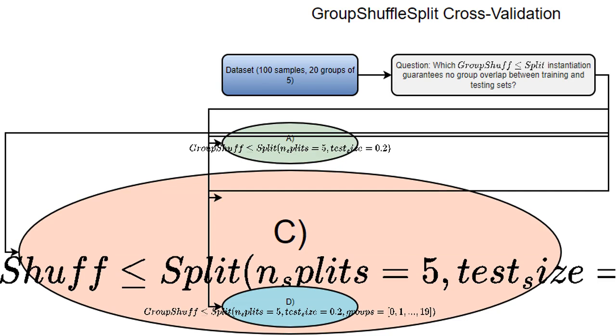The groups parameter, with values from 0 to 19, explicitly defines the group membership of each sample. This allows GroupShuffleSplit to perform the stratified splitting properly, ensuring no samples from the same group appear in both training and testing sets within a single fold. This setup ensures the accuracy and integrity of our cross-validation results.